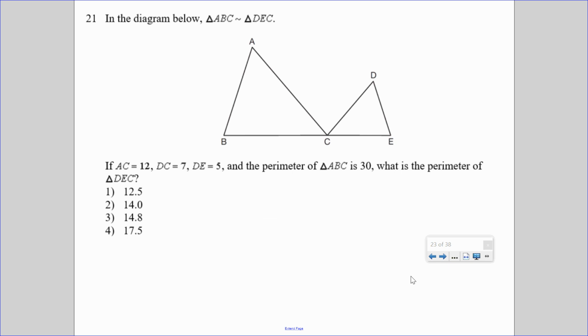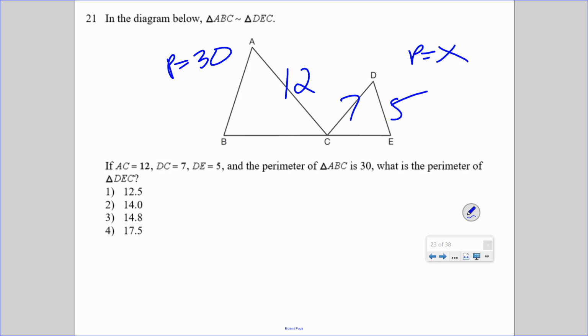Another similar triangles question. Tons of similar triangles and circles, angles, and theory. You just gotta know how to do these. AC is 12. BC is 7. DE is 5. The perimeter of triangle ABC is 30. What's the perimeter of triangle DEC?